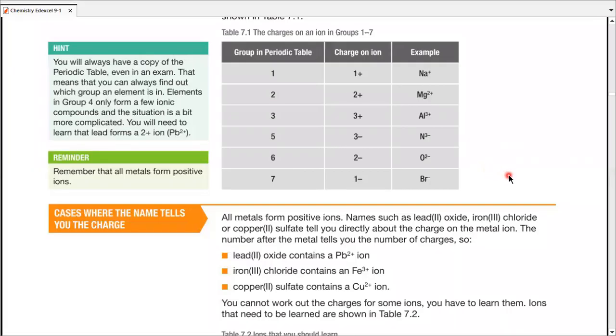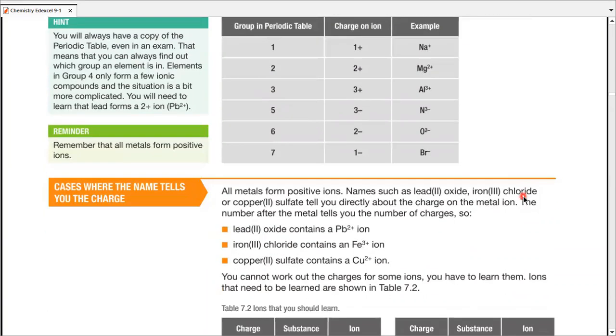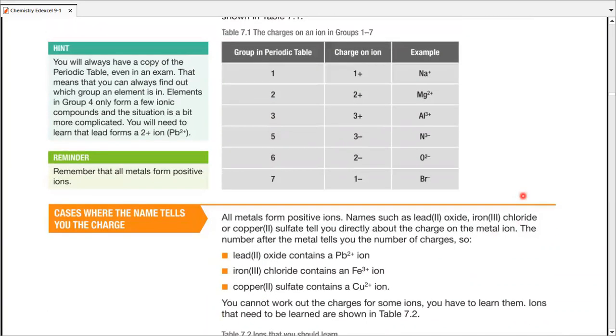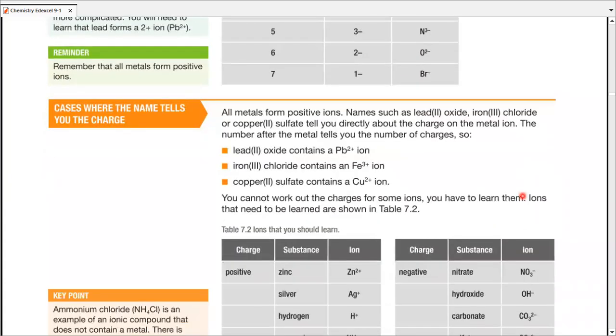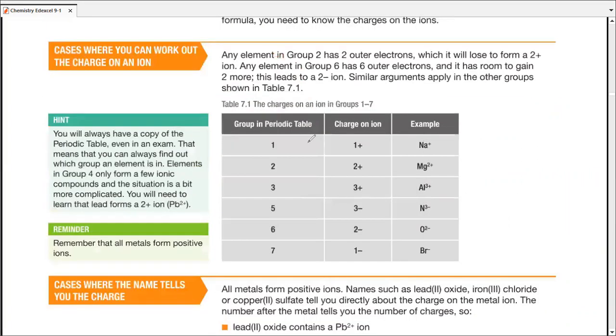So when we were practicing the previous time, I told you that for some of the ions, which may come from the transition elements part or some other elements from the periodic table, you cannot predict the charges on them. You are able to predict the charges on group 1, 2, 3, 5, 6, and 7. But what if it does not belong to any of these groups? Since group 4 is not a part of it, in group 4, we have a few ionic compounds.